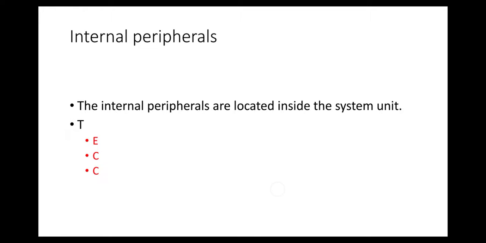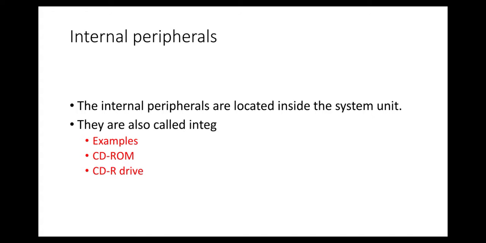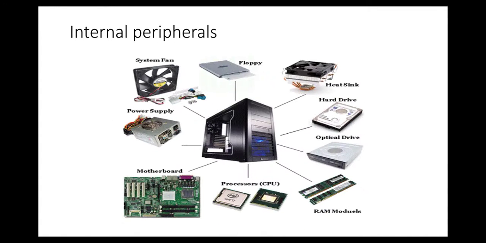Now let us describe the internal peripherals. What are internal peripherals? The internal peripherals are located inside the system unit, like the CD-ROM or CDR drive. Internal peripherals are also called integrated peripherals. Let us understand with the help of this picture. You can see it on your screen.